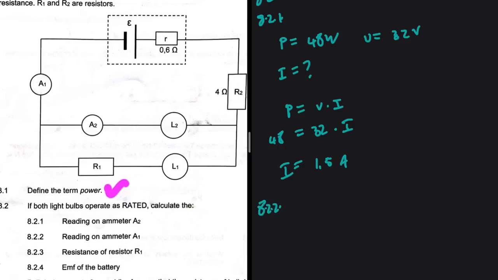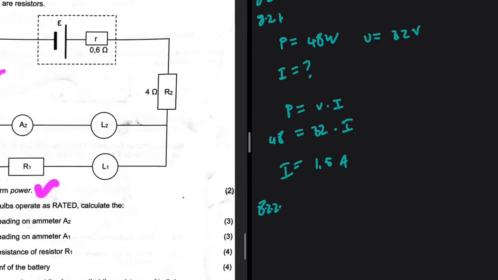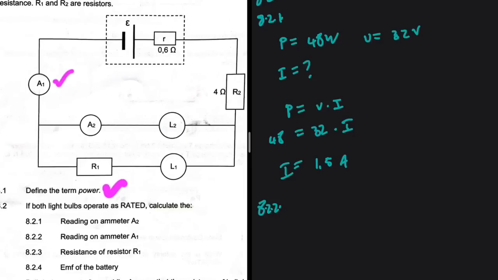8.2.2, we want the reading on A1, right? The reading on A1. So we need to understand the current that A1 reads. The current that A1 reads is the total current, right? So A1, essentially, we are looking for IT. But take a look at this.